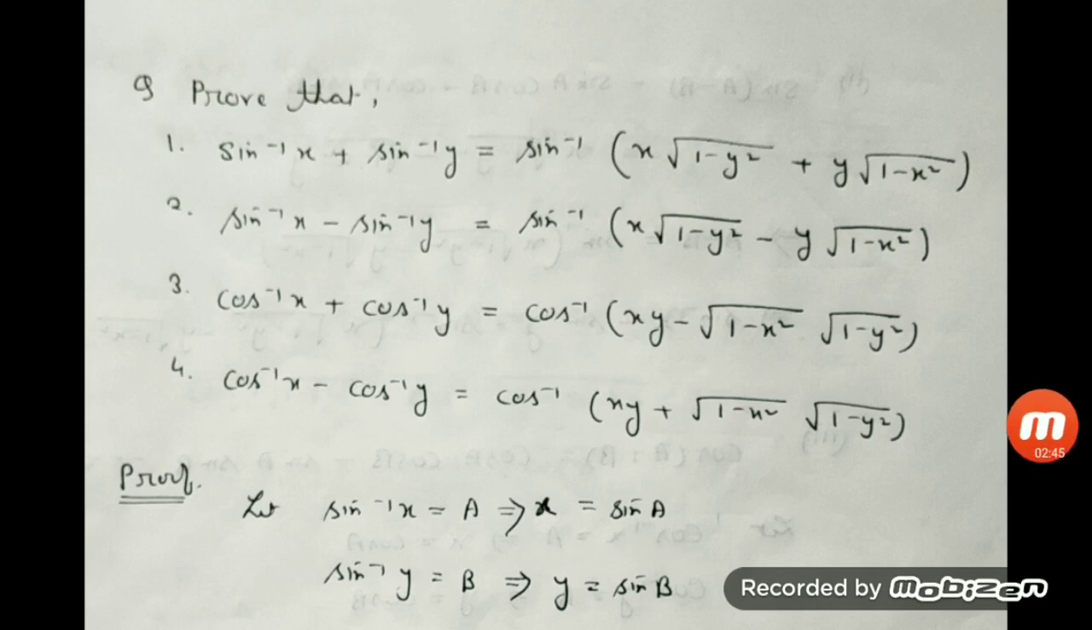For that purpose, we name sine inverse of x as a, so sine inverse of x equals a. Then by the definition of inverse trigonometric function, x equals sine a. Now x and y are two independent variables. One cannot be obtained from the other. That's why you have to name them as different variables. Sine inverse of y, I name it as b. That gives you y equal to sine b. Hope you understand these things.